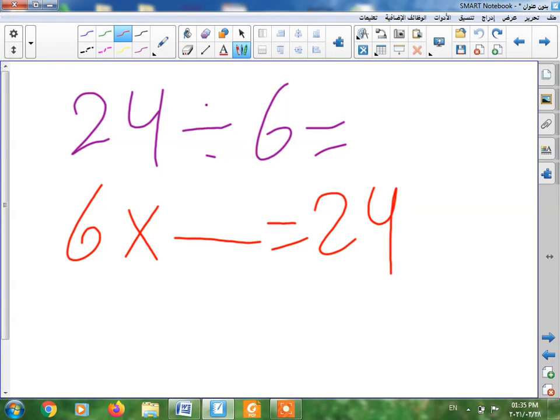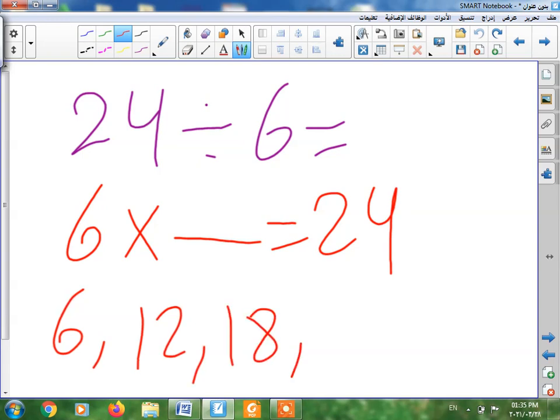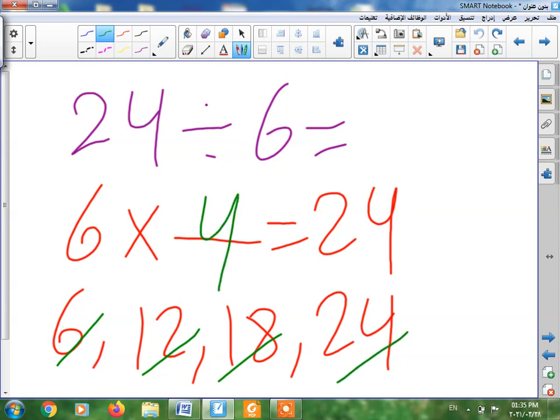24 divided by 6 equals 6 times what to arrive at 24? Skipping 6 to arrive at 24: 6, 12, 18, 24. Count how many repeated, how many skipping. 1, 2, 3, 4. Then write 4 in the dots and 4 in the quotient. Another problem.